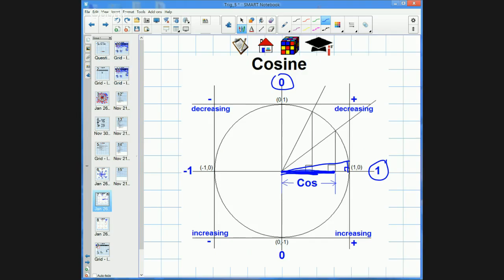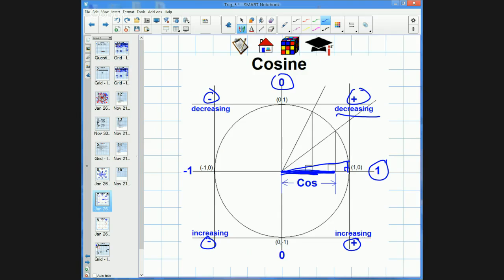As we move up, you can see what's going to happen here. This leg is going to start getting shorter. So we see we have decreasing. And yet, because cosine is a horizontal measurement, whenever you're on the right side of the y-axis, you're going to have a positive. So you see these two positives here, both in the first and the fourth quadrants. And when you're on the left side of the y-axis, you're going to have negatives.